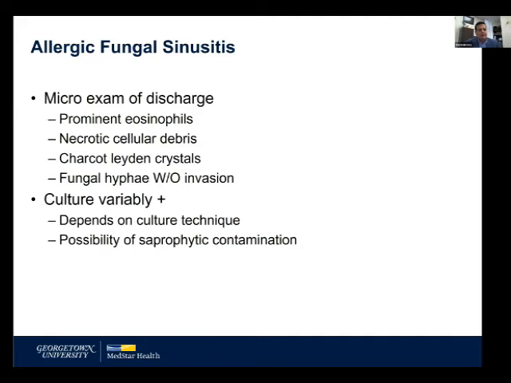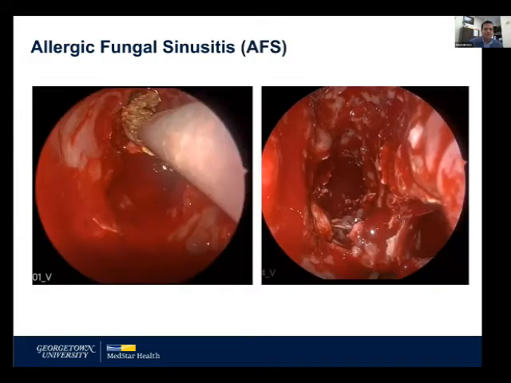After surgery, you actually send the mucin to the pathologist to take a look at it, and you basically find eosinophils, necrotic debris, Charcot-Leyden crystals, and notably fungal hyphae without invasion into any of the surrounding mucosal tissue. Culture is hugely variable, and it really depends on the culture technique of the lab, and sometimes it's difficult to say if it's just merely saprophytic contamination. So it can be a really difficult component to know if the culture is true. So microscopic analysis is really oftentimes key.